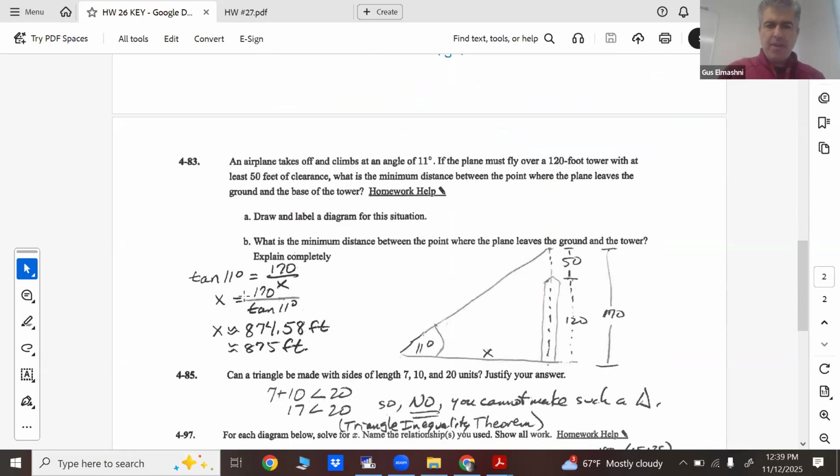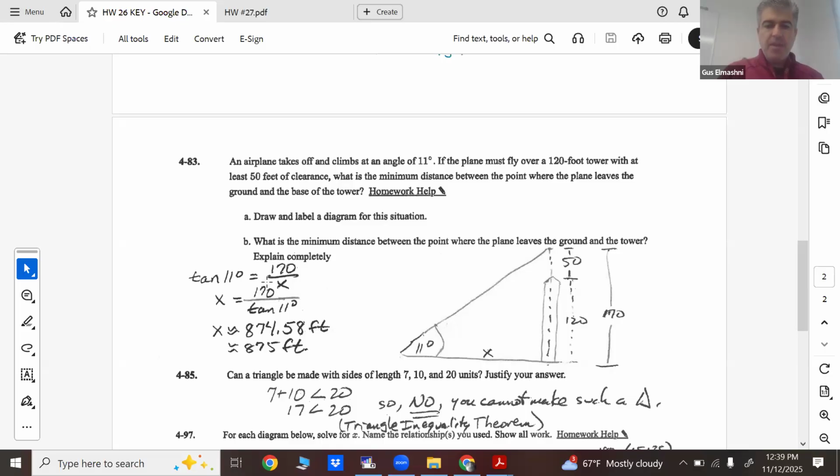So apparently this plane flies over a 120-foot tower, has 50 feet of clearance. So you want to find what's the minimum distance it could have. So you solve for the height of the structure first, the tower, by doing 120 plus 50. So it's 170. There you go. So it's really 170 over x equals tan 11.